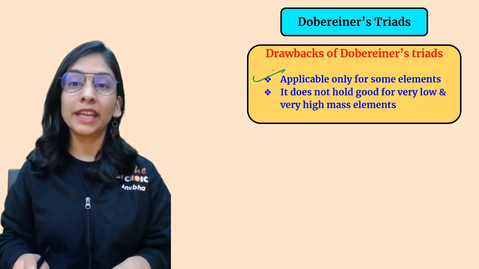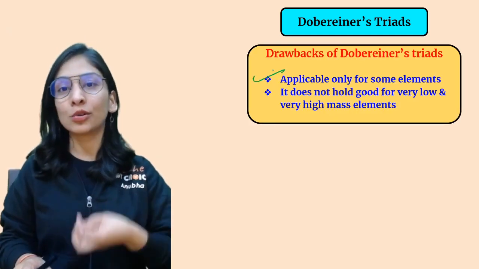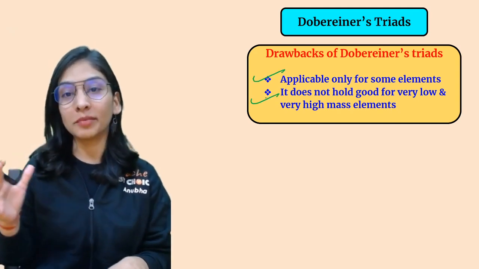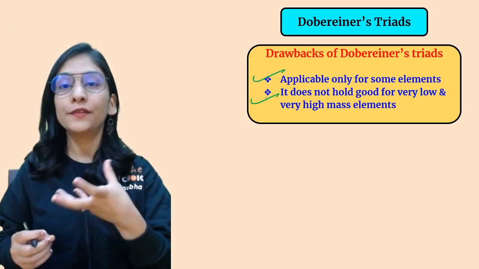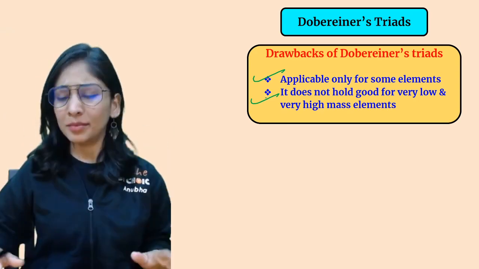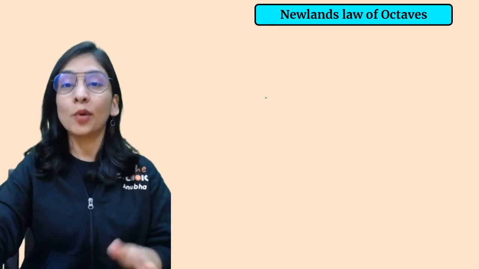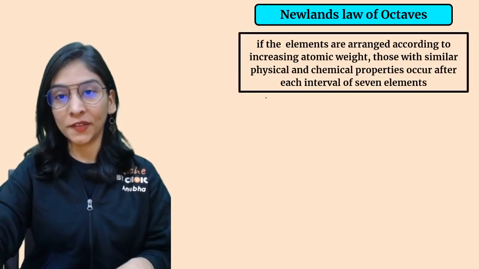Problem number one, applicable only for few elements. You see that there are only three triads. It does not hold good for very low and very high atomic masses. It is valid for very few elements. And after that, he's like, I'm done. I'm sorted. You do whatever you want to do. Though others tried as much as possible, he couldn't do anything about it.